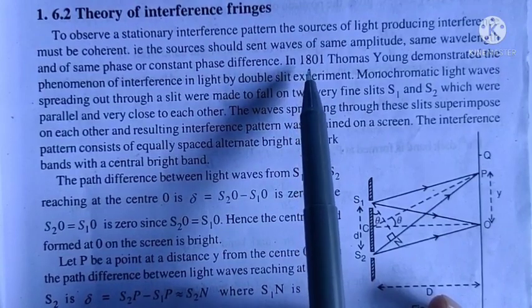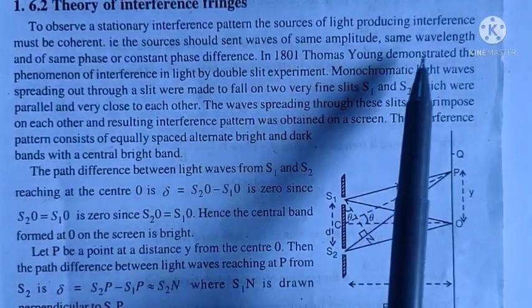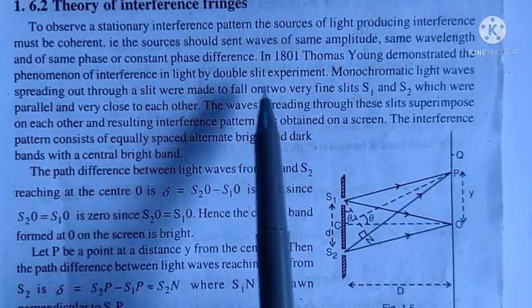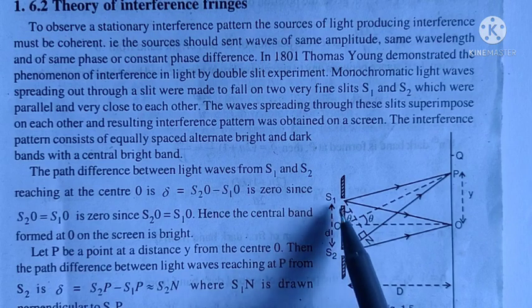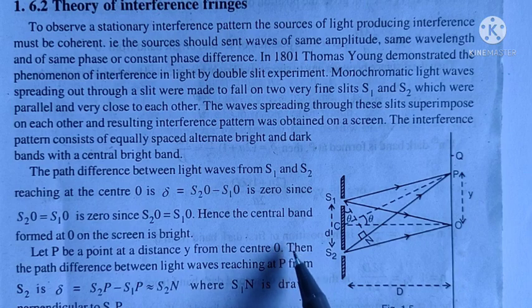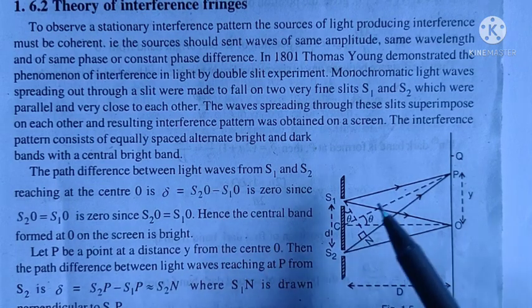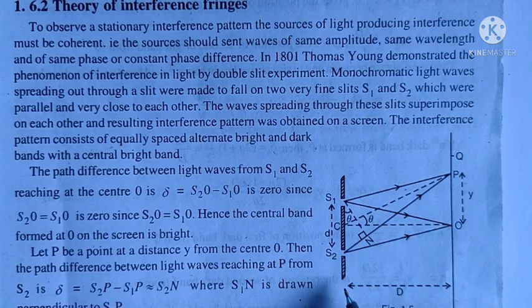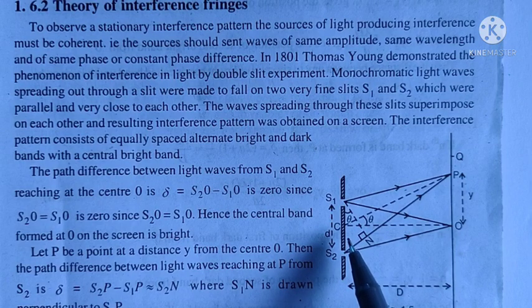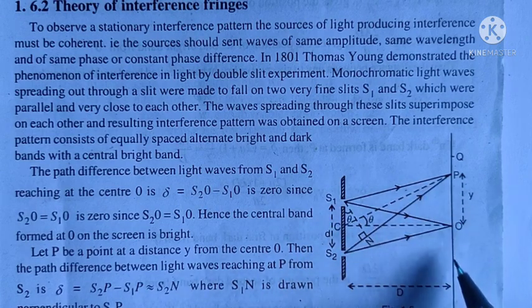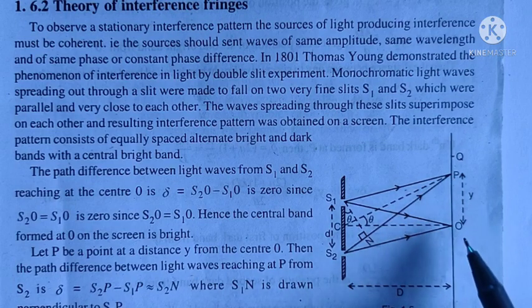In 1801 it was Thomas Young who demonstrated the phenomenon of interference of light by the double slit experiment. So this is the double slit experiment demonstration. S1 and S2 are two slits, illuminated by a monochromatic source of light placed somewhere here. This light falls on the two slits, and a screen is placed at about 1 meter distance from these slits. The slits are very close to each other, and this picture is very enlarged. The light from these slits falls on the screen and produces an alternate dark and bright fringe pattern.